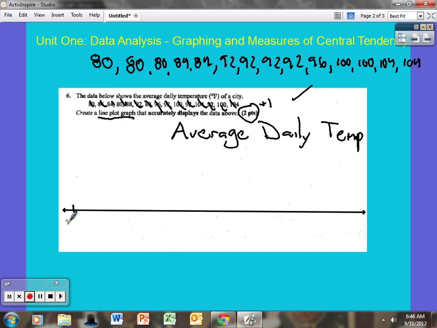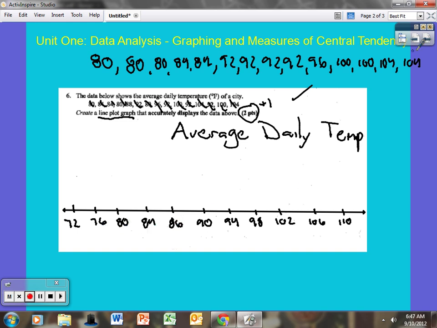So I'm going to start at 72. If I go by 4s, I go 72, 76, 80, let's see, 84, 86, 90, 94, 98, 102, 106, 110, I believe. Let me just double check if I'm going by 4s correctly. 72, yes, plus 4, 76 plus 4, plus 4.